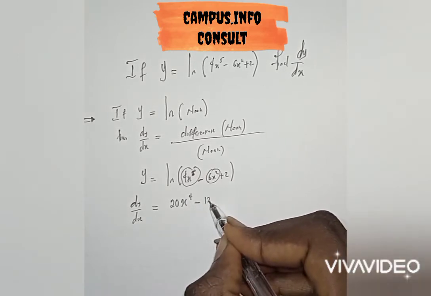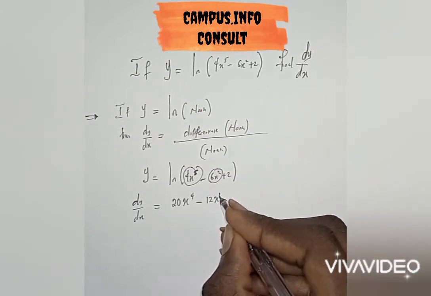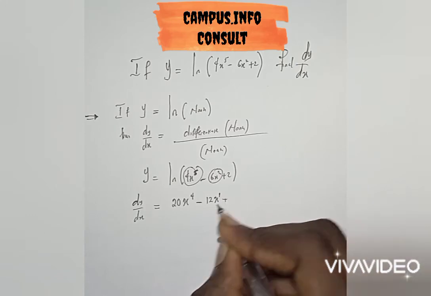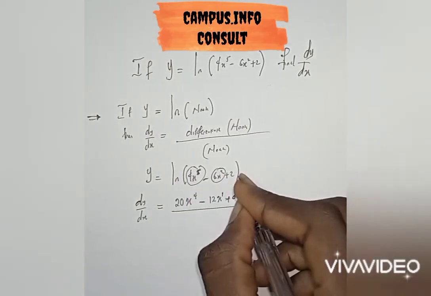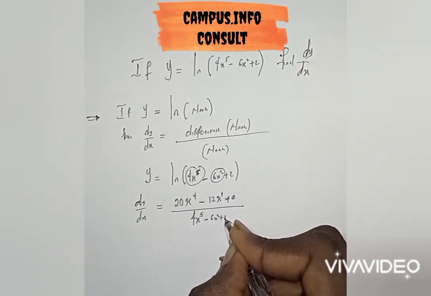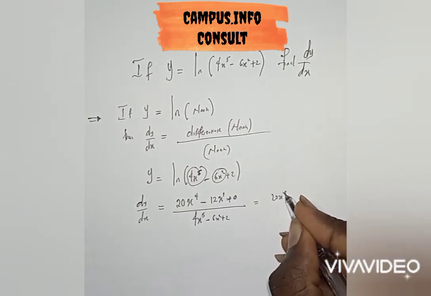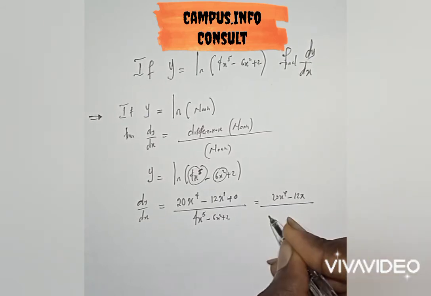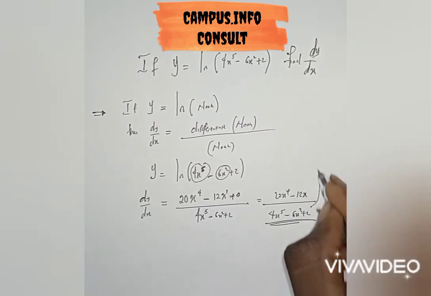2 times 6 gives 12, then subtract 1 from the power, so I'm going to have x to the power of 1. When you differentiate a constant, you should know that should be 0. Divided by repeat Noah back, which implies 4x^5 minus 6x^2 plus 2. Now the result gives 20x^4 minus 12x over 4x^5 minus 6x^2 plus 2. So this gives the final answer to this question.